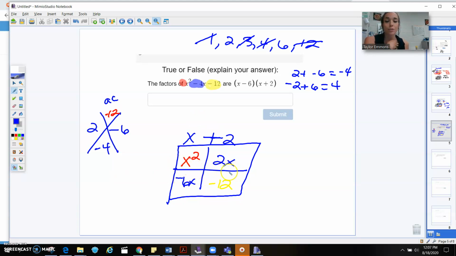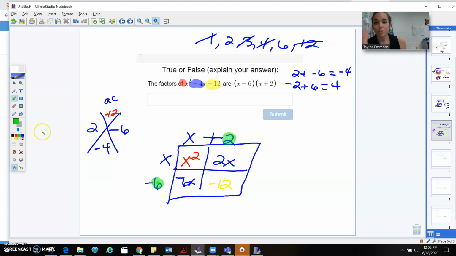X squared and 2x, we've got an x that they both share. Then negative 6x and negative 12, I can pull out a negative 6. One quick way to check this is to multiply the sides of the box. If you multiply negative 6 and 2, that gives you this negative 12. If you multiply negative 6 and x, that gives you this box. X and x gives this box, x and 2 gives 2x.